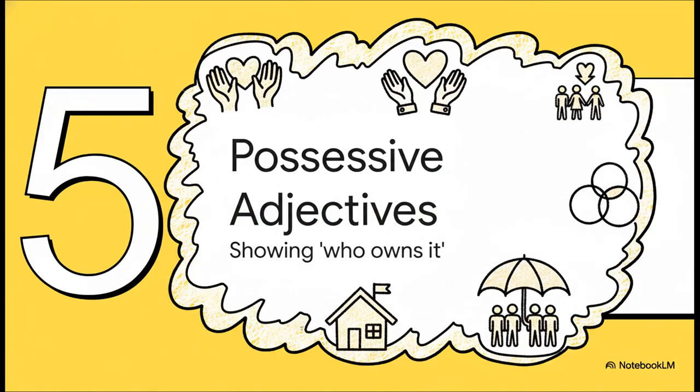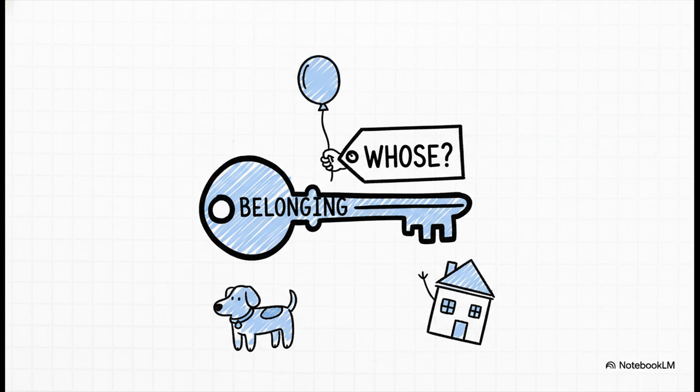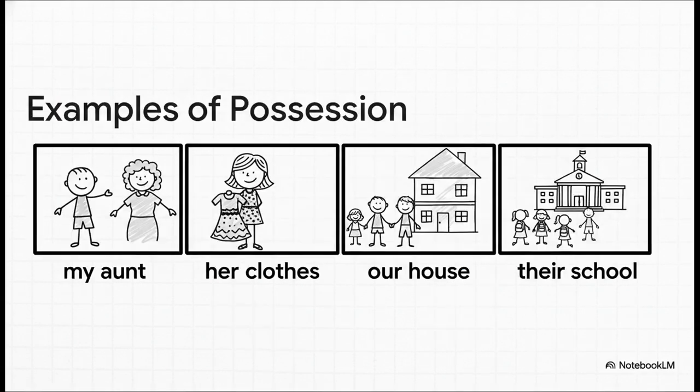And now for our 5th and final type of adjective, before we do a quick summary. This one is all about showing who owns something. These are called possessive adjectives, and, well, the name says it all, doesn't it? They show possession or belonging. They answer one simple question, whose? Let's look at these examples. Whose aunt? My aunt. Whose book? Her book. Whose house? Our house. Can you see the pattern? Words like my, your, her, our, and their are possessive adjectives, and they always come right before a noun.